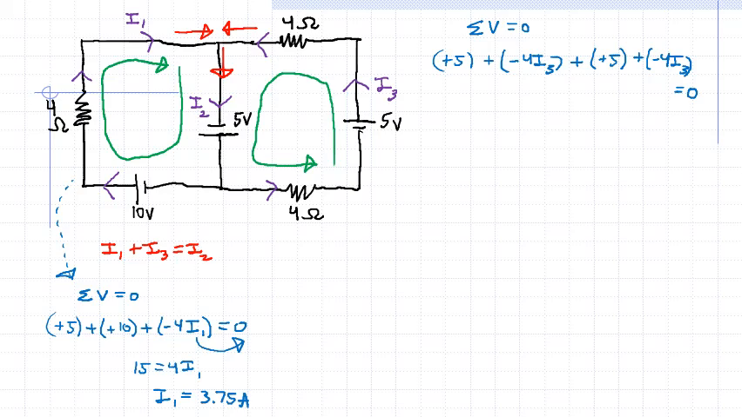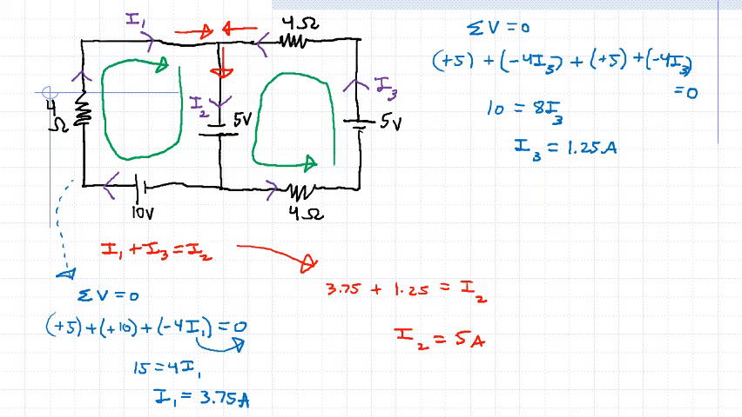Okay, so the current in here, 3.75 amps. Over here, we've got 1.25 amps, and then we bring those together and we get 5 amps. And because all the signs work out, we know that the directions that we chose do work.